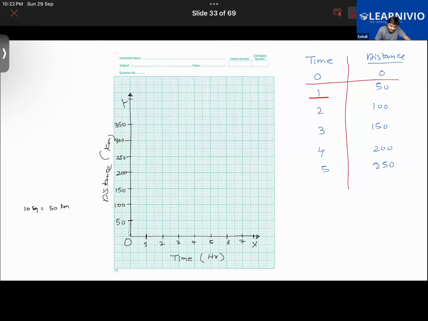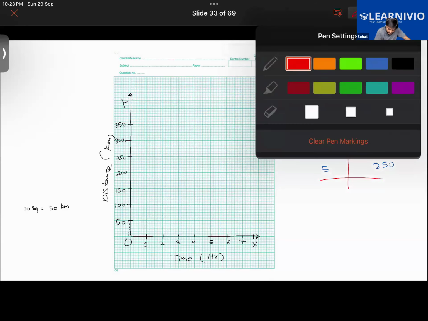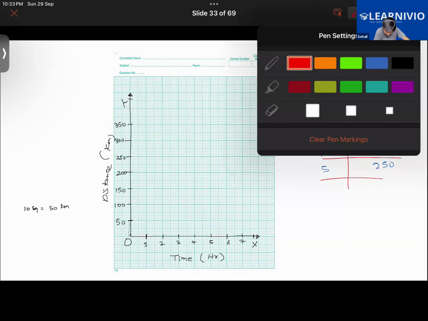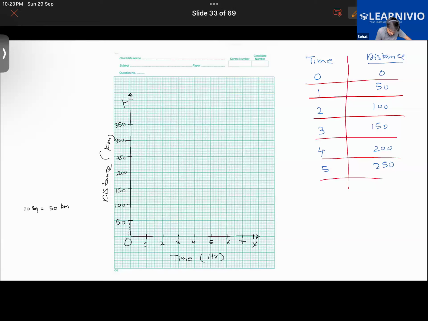All right. Now you guys look at the table given here. At 1 hour, how much distance has been covered by the body? At 1 hour? 50 kilometers. So should I not place a point here? Yes, sir. Okay, let me use a color that should be visible. Okay, this one will be visible.